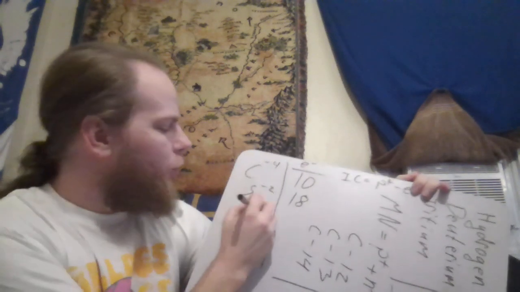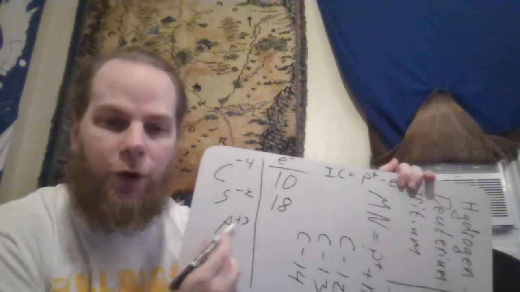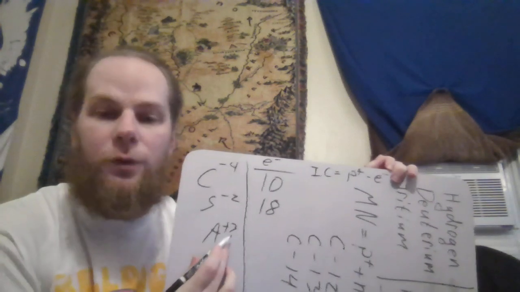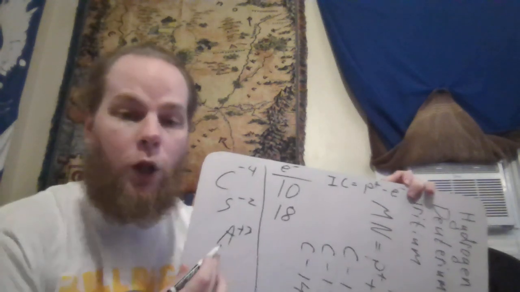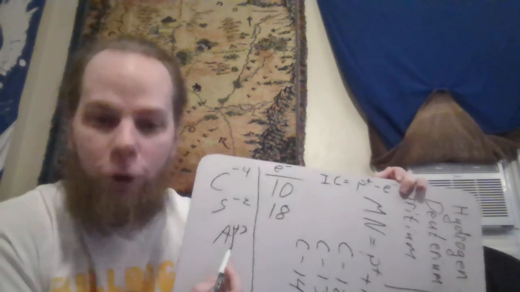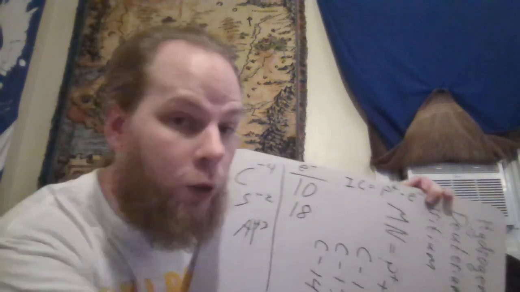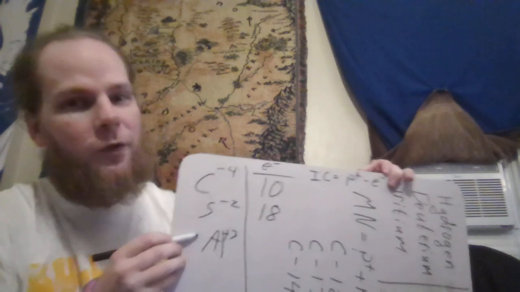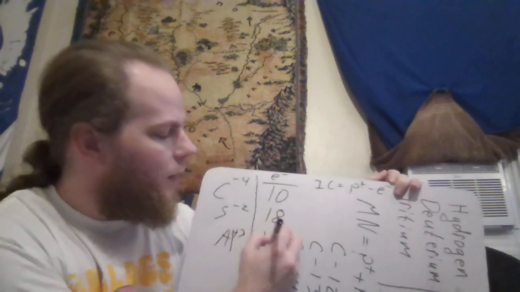Then we have aluminum. Aluminum +3. Well, if it's a positive charge, that means the number of protons is bigger. So +3 means that we have 3 more protons than electrons. Aluminum, there's an L in aluminum, by the way. Aluminum has to have 13 protons to be aluminum. So that means we've got 3 extra protons, which means there are 10 electrons.